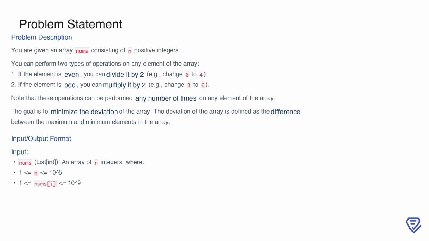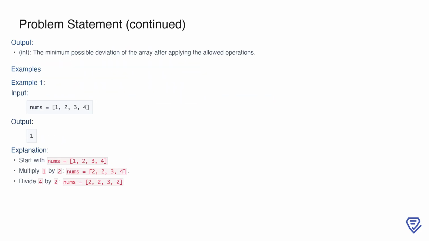Importantly, these operations can be applied to any element of the array, and you can repeat them any number of times. The ultimate goal is to minimize the deviation of the array, which is defined as the difference between the largest and smallest elements in the array. For input, you are given the array nums, where the size of the array, n, can go up to 100,000, and each element in the array can be as large as 10 to the power of 9. The output for this problem is the minimum possible deviation of the array after you've applied the allowed operations.